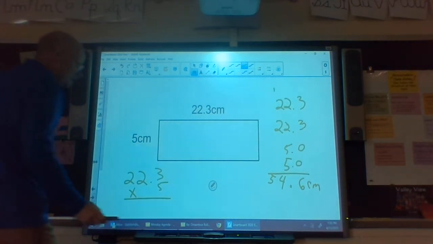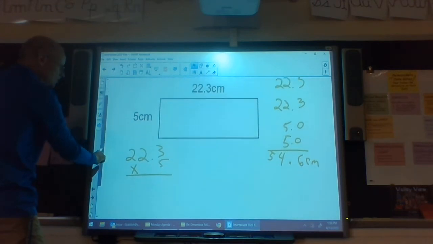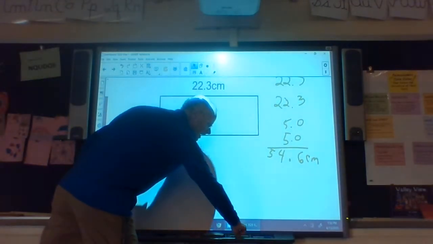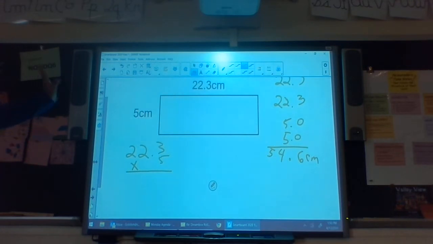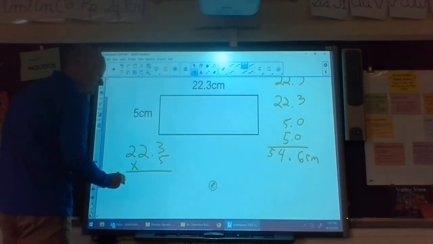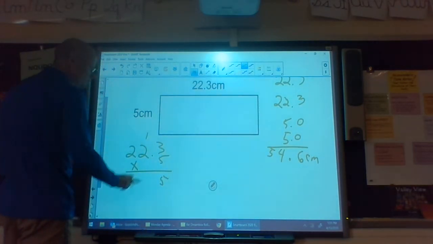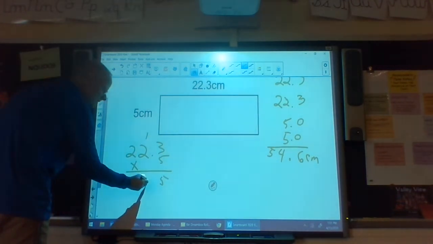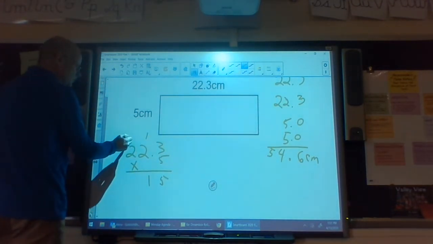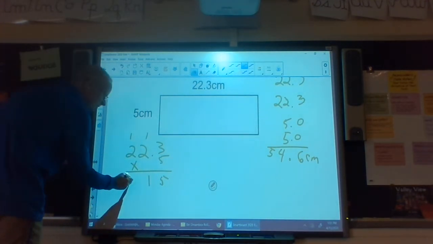Now, our next problem is a multiplication problem. And I told you before that whenever I have a decimal point in a multiplication problem, I forget about it till the end. So I'm just going to multiply 5 times 3 is 15. I'm going to put down my 5, carry a 1. 5 times 2 is 10, plus 1 is 11. Put down my 1s, carry my 10s. 5 times 2 is 10, plus 1 is 11.